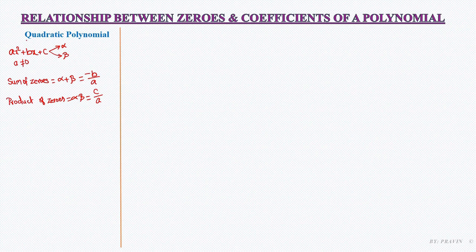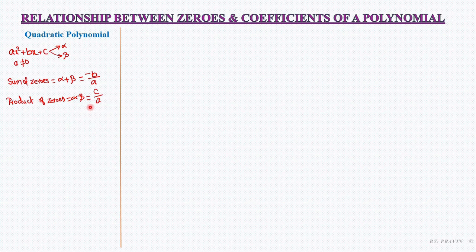Right now, you have seen that for a quadratic polynomial ax² + bx + c, where a can't be 0, you have alpha and beta as their zeros. So the sum of zeros will be alpha + beta, which is equal to -b/a, and the product of zeros will be alpha times beta, and that will be equal to c/a.